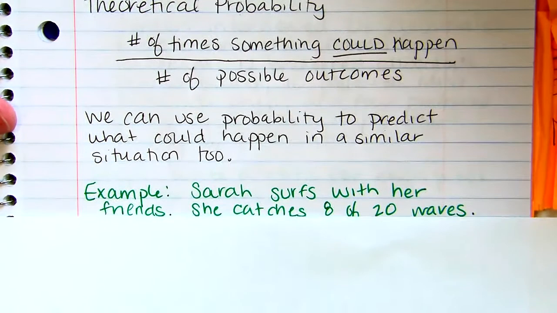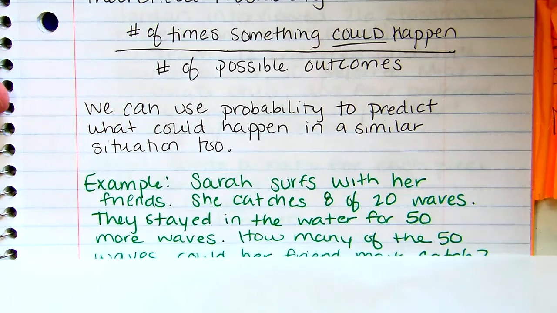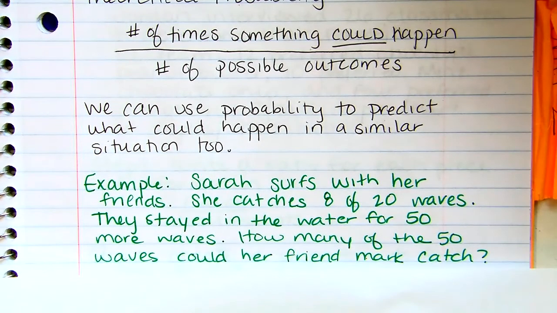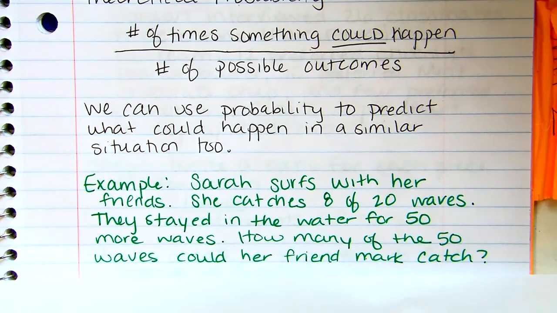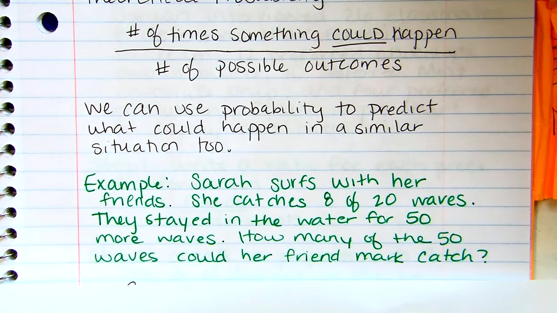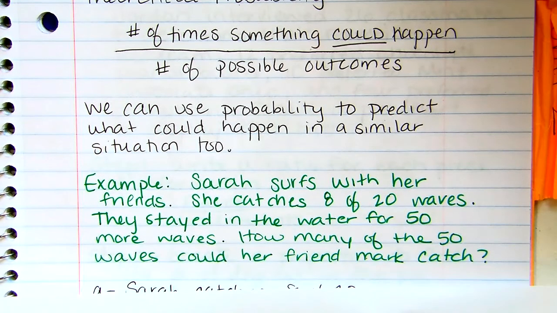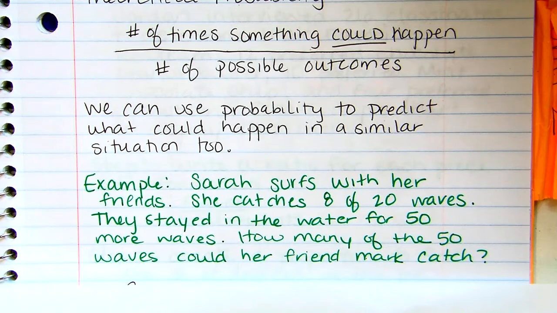So our first example is this. Sarah surfs with her friends. Okay, so she's gone surfing. She catches 8 of 20 waves. They stayed in the water for 50 more waves. How many of the 50 waves could her friend Mark catch? Now we're assuming that Mark caught the same number of waves as Sarah.